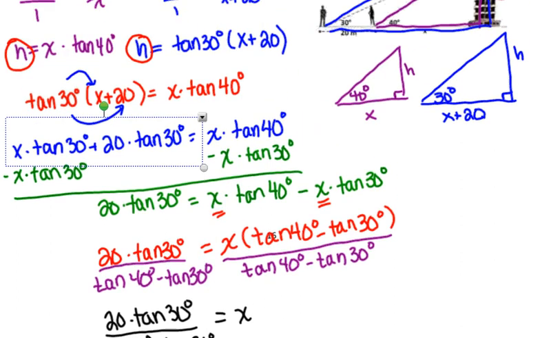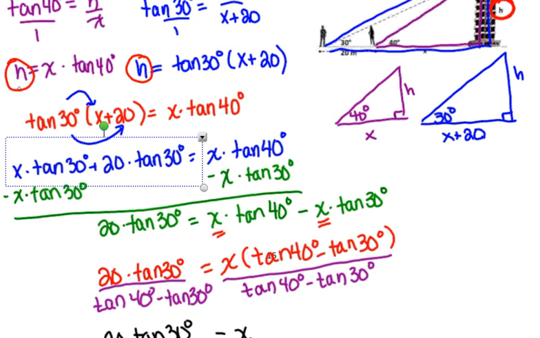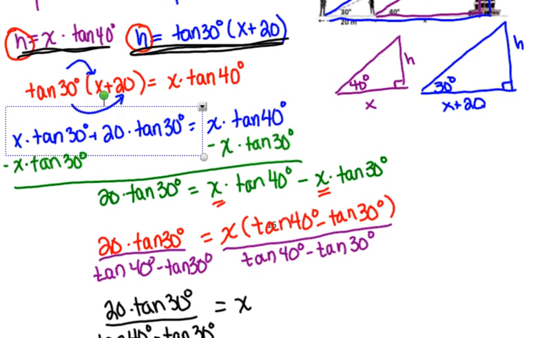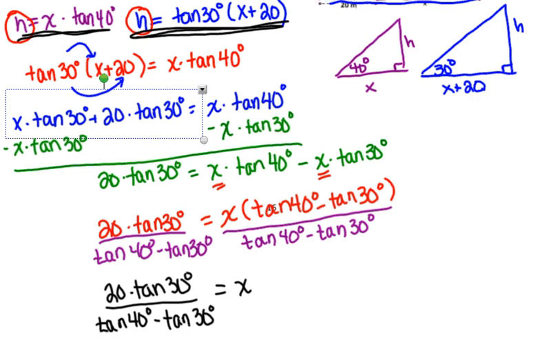Now before there's any despair, I'm just going to go back and remind you that we started out with these two equations that we set equal to one another. Both of the equations are equal to h. We can find h simply by taking x and multiplying it by the tangent of 40, or we can find h by multiplying the tangent of 30 by the sum of x plus 20. You can use either one of those two equations to go find h. I'm going to use the first because I think it looks a little bit simpler to work with.